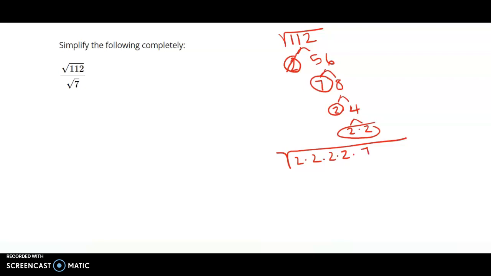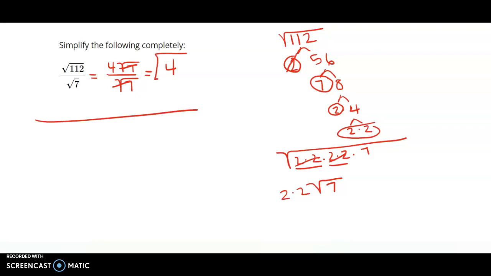So we can use our rule 2 for 1. If we have 2 2's, we can take 1 2 out. 2 more 2's, we get to take 1 more 2 out. And on the inside, a 7 didn't pair up with anything, and so we're left with that. So we end up with 4 square root of 7 over the square root of 7. Well, that works out really nice because those will just cancel, and so our answer will just be 4. And that's the final answer on this.